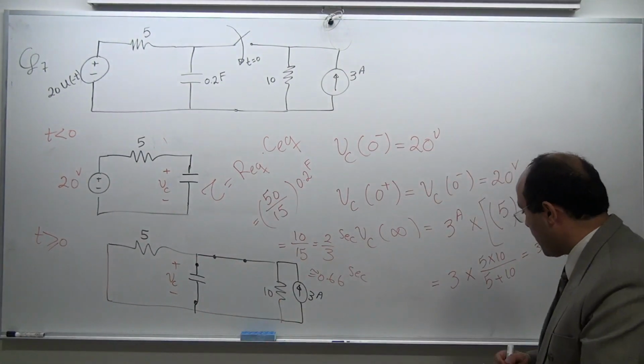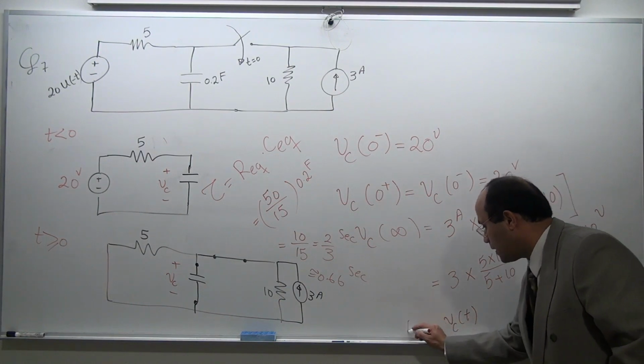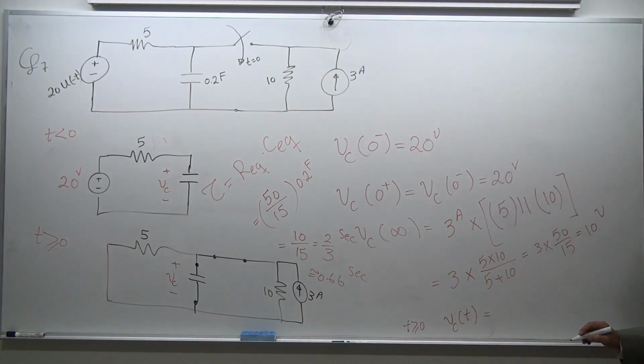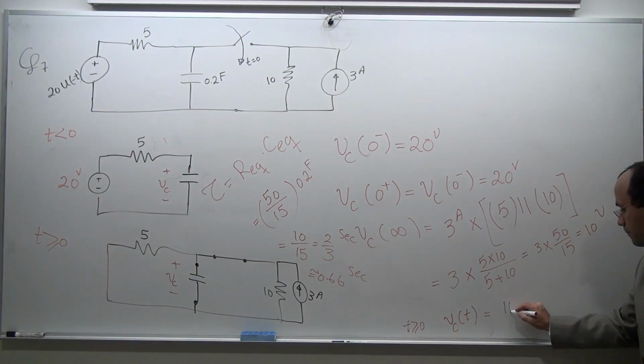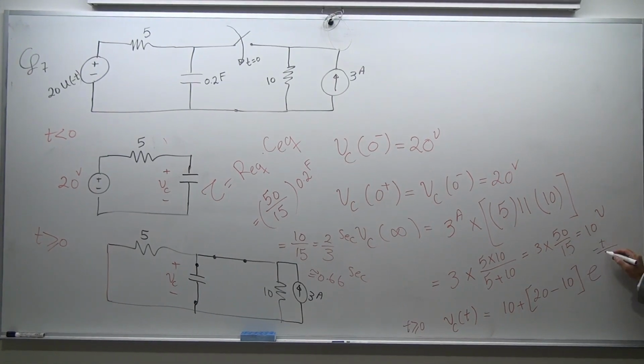So I'm going to say VC of t, for t greater than or equal to 0, is equal to VC of infinity, 10, plus VC of 0 plus, 20, minus VC of infinity, 10, times e to the power of minus t divided by tau, which is 2/3.